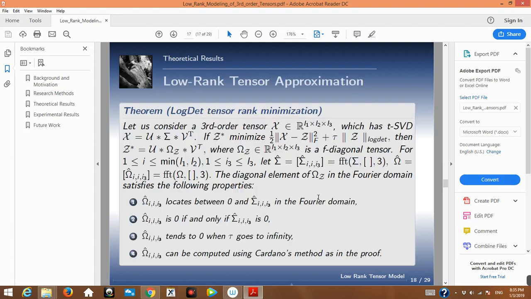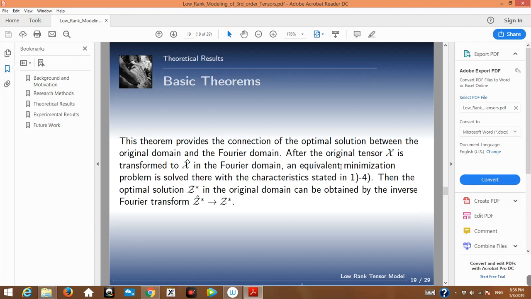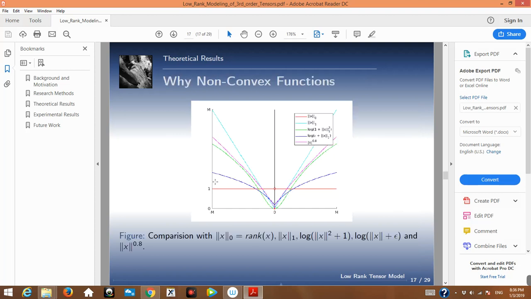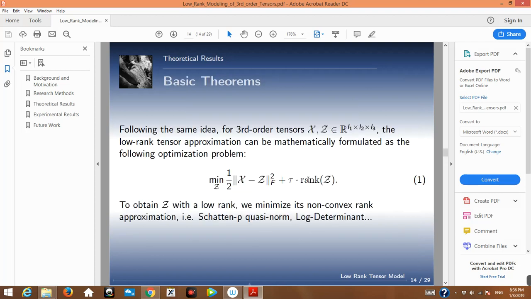It is not hard to solve the non-convex tensor rank minimization problem. Because we can transform this objective function into the Fourier domain, and then we can solve this equation in the Fourier domain. And then we take the inverse Fourier transform. We can get the solution to the original optimization problem.